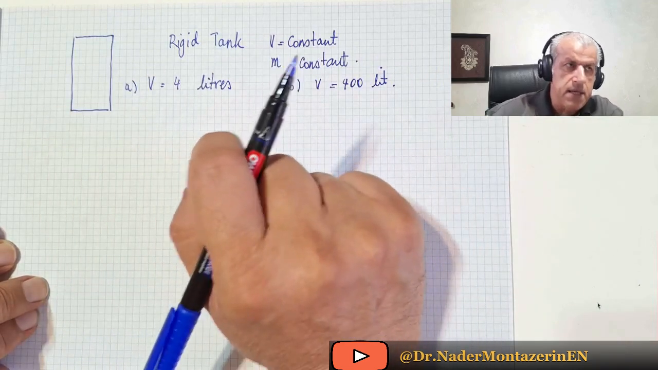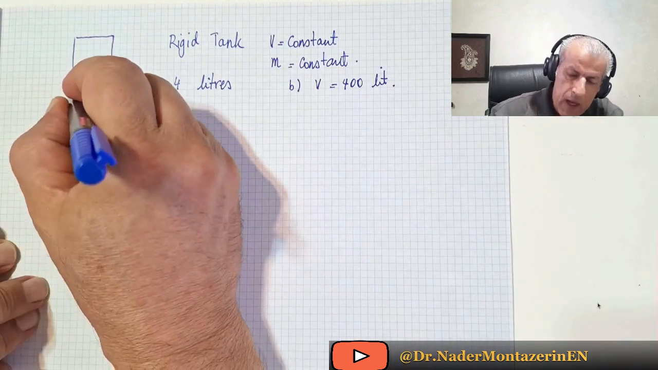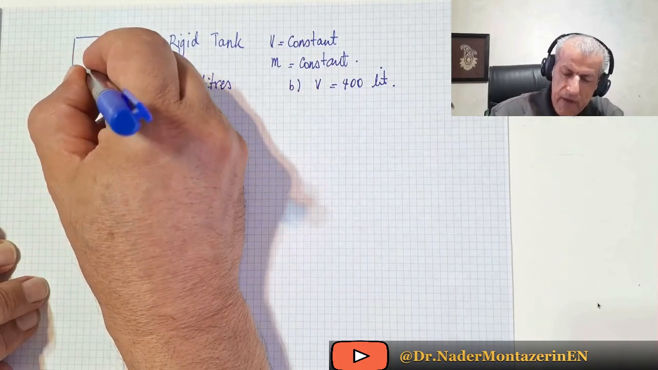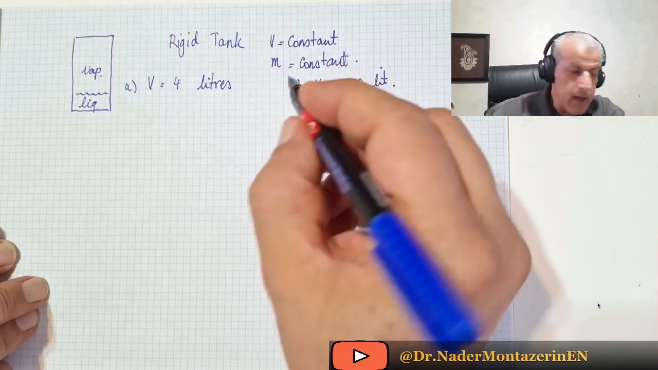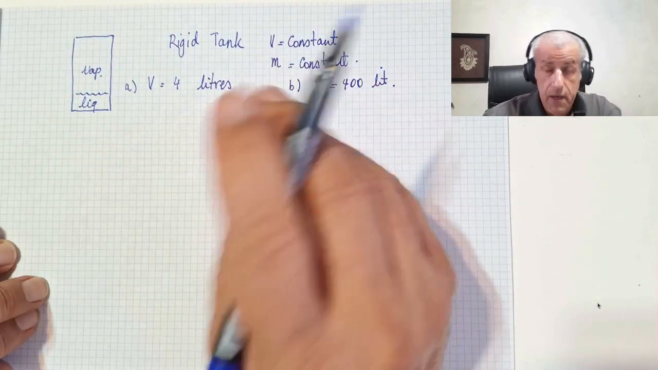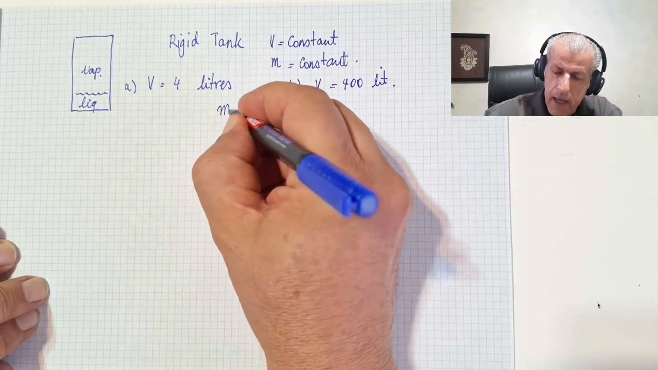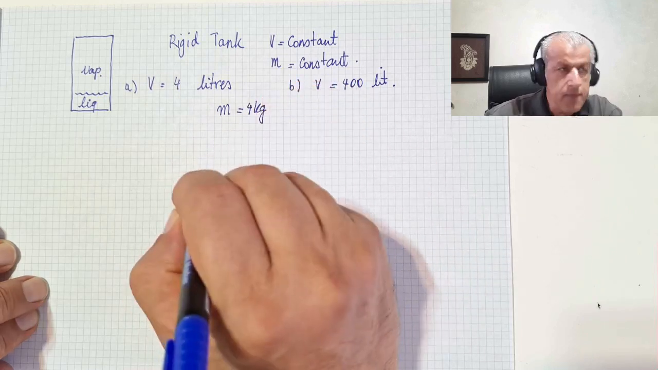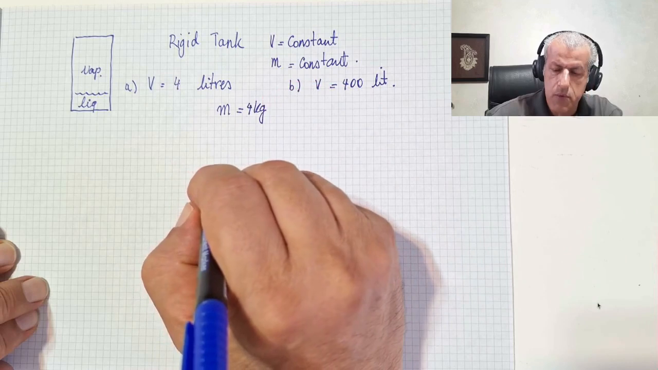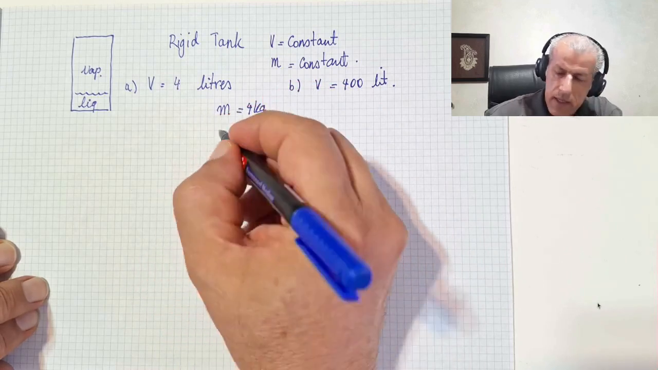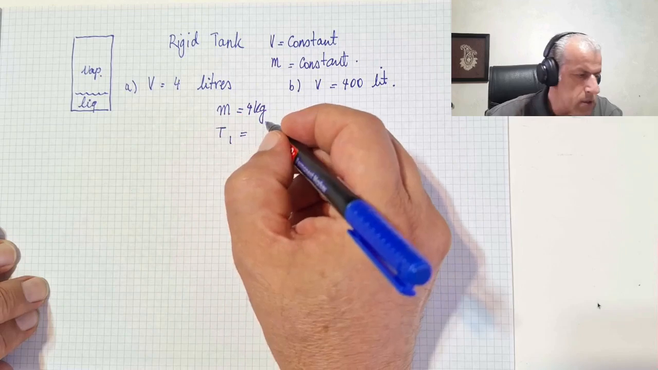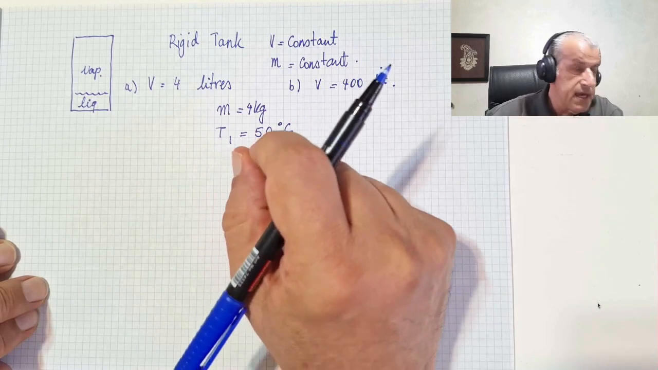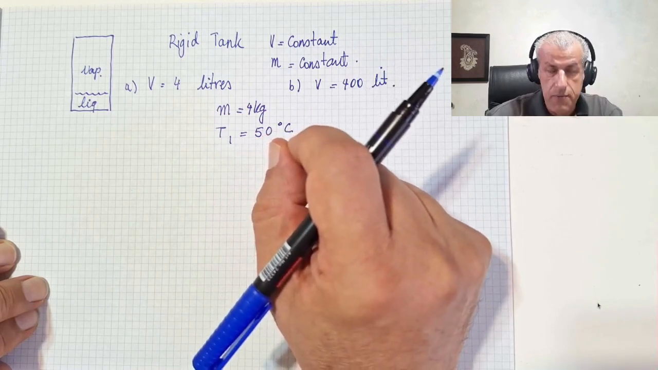Now, what there is inside the tank is water, and the water is some liquid and some vapor. The mass of water, that means the sum of liquid plus vapor, M equals 4 kilograms. There's 4 kilograms of water, both liquid and vapor together, and the temperature T1 equals 50 degrees C. And this is the initial condition of the problem.